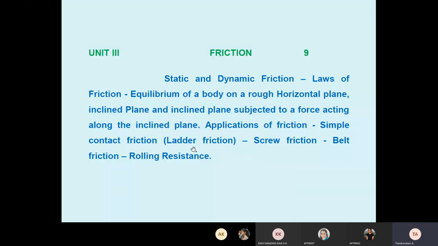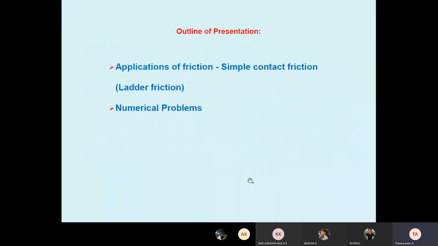For the purpose of the ladder, we climb the wall, no? So there is friction between the ladder and the wall, and the floor. Then only we can climb. Otherwise, the ladder will fall down. Similarly, screw friction, the screw jack. Nowadays different screw jacks are available. In olden days, they used a screw jack to lift any vehicle by rotating an arm. So today we are going to discuss simple ladder friction, and then the corresponding problems.